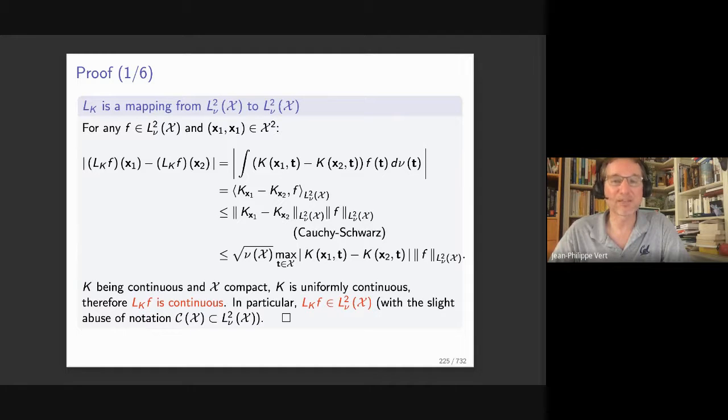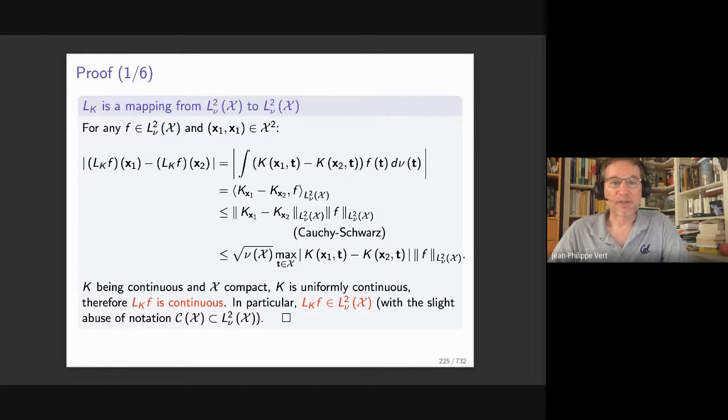Now, I'm sorry, the absolute value is missing in the second line, but this is the absolute value of the inner product in L2 between the function k x1 minus k x2 and the function f. Remember that k x1 is the function that to any number t associates k of x1, t. Okay, now we are in the Hilbert space L2, so we can use the Cauchy-Schwarz inequality, which tells us that the absolute value of the inner product is smaller than the product of the norms. So we have, on the one hand, the norm of k x1 minus k x2, and on the other hand, the norm of f in L2. And now we need to think about this norm of k x1 minus k x2, and this is what should get small. If we write it as the integral of k x1 minus k x2 of t, squared, this is upper bounded by the maximum over t of this function, k x1 of t minus k x2 of t, times the square root of the measure of X.